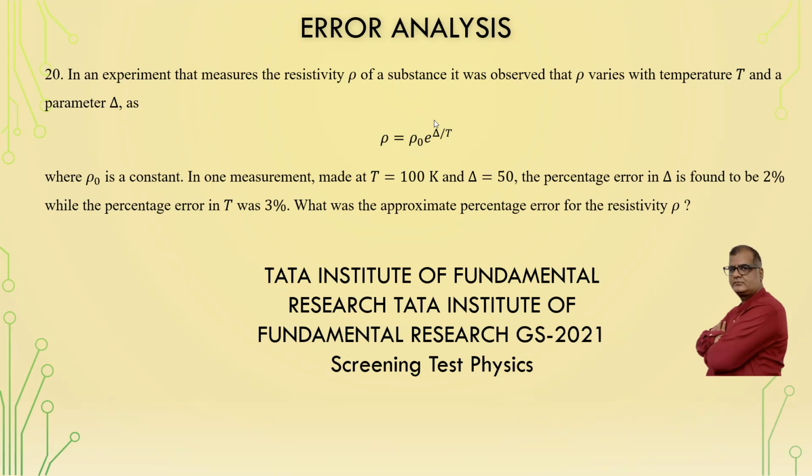So it says the error in delta is 2% and error in temperature T for a particular measurement is 3%. So now you want to calculate the percentage error in the resistivity. So let us calculate the percentage error in the resistivity.